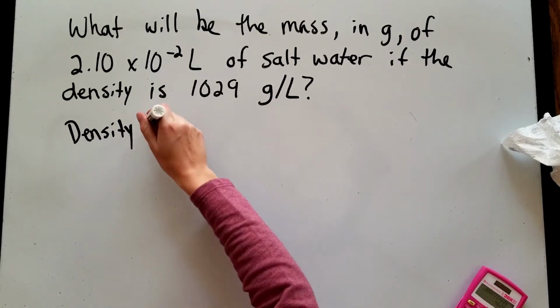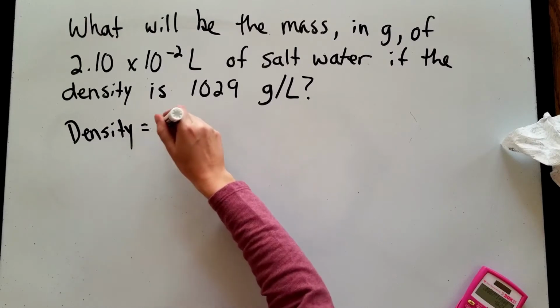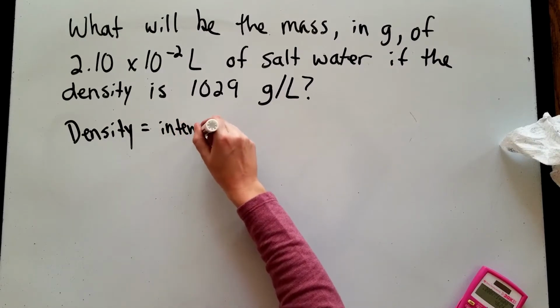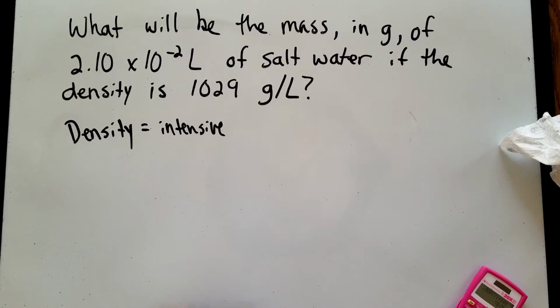Now, density is an intensive property. So how do I know that density is an intensive property? Well, what intensive means is it's independent of the amount. So it doesn't matter how much you have of a particular substance, the density of that substance is going to remain the same. And if you look at a table of densities of common materials, aluminum, water, copper, etc., you are given densities of those particular substances.